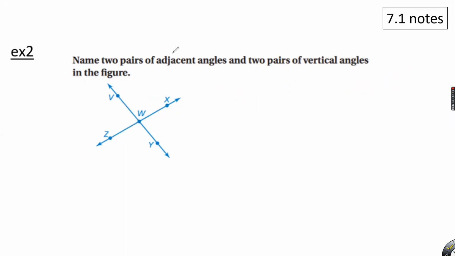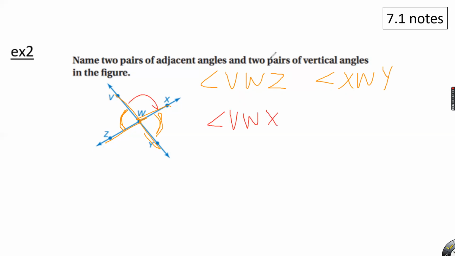And then we also asked for two vertical angles. So two vertical angles, I'm going to pick this one again, angle VWZ. And across from that, the only other option is going to be XWY. So it gives me that angle there. And so that's one pair of vertical angles. The other pair that you could have named is angle VWX to get this one, and ZWY to get that one.